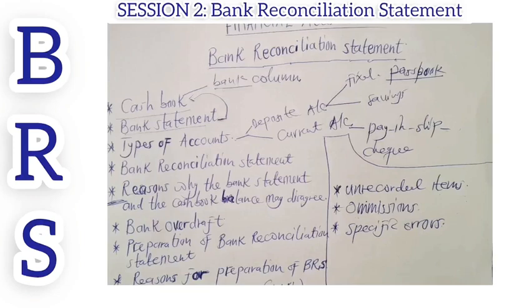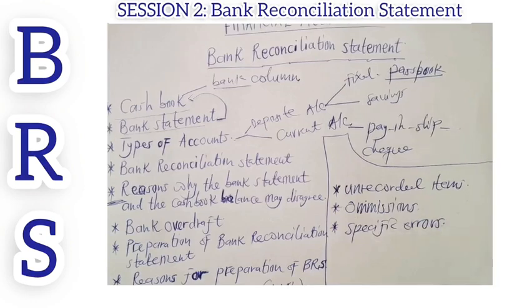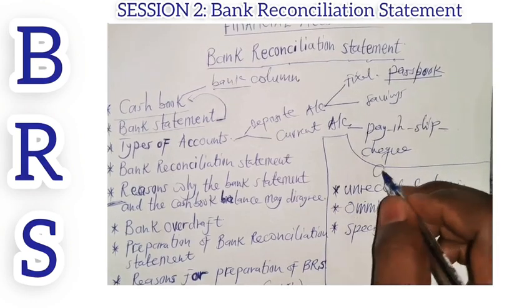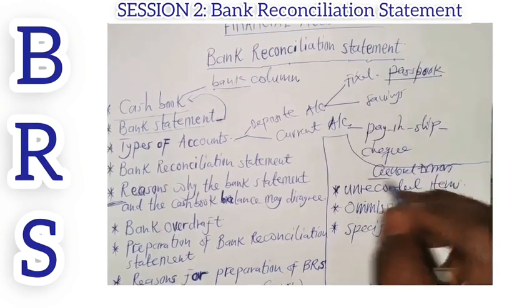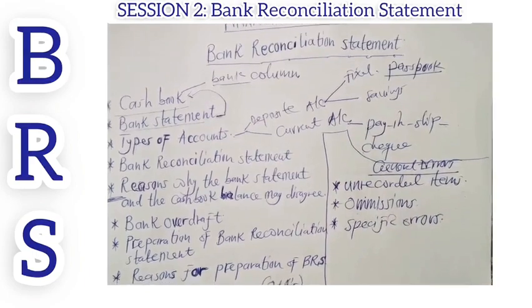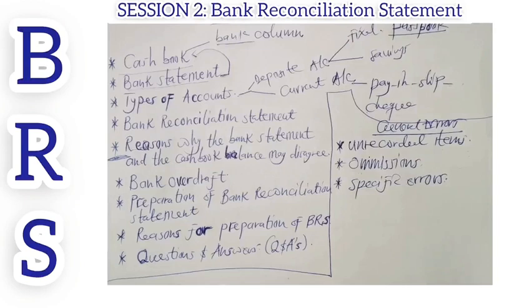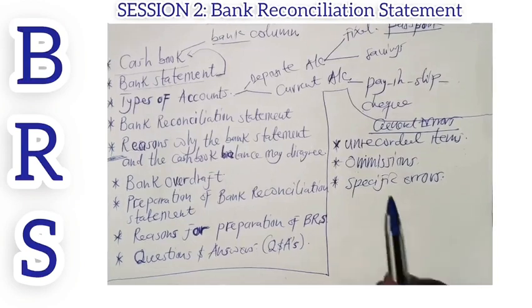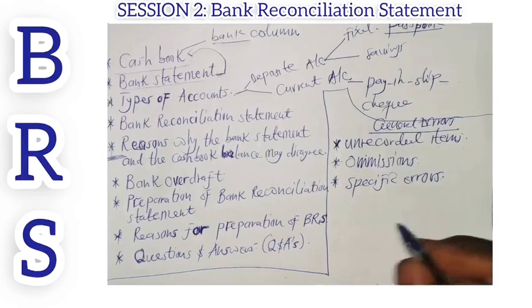And what are the meanings or ideas behind these items that we are talking about as general errors? Let's go deeper to explain the reasons why these are errors that may cause differences between the cash book balance and the bank statement balance. So now we are taking the unrecorded items. We are saying that under the unrecorded items we have two items.